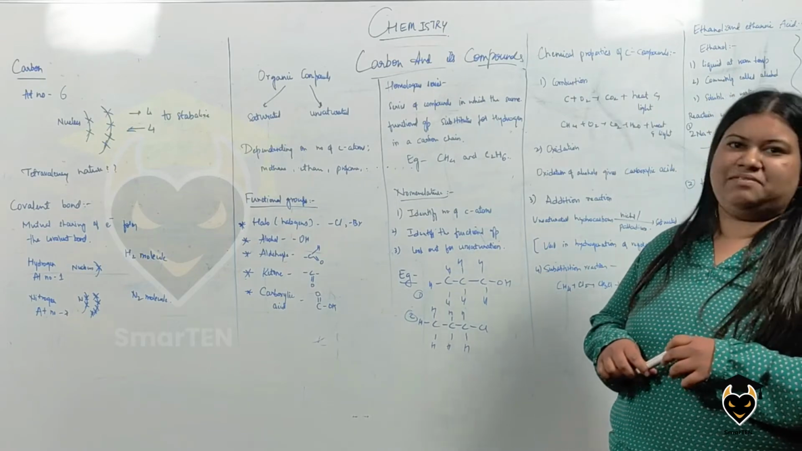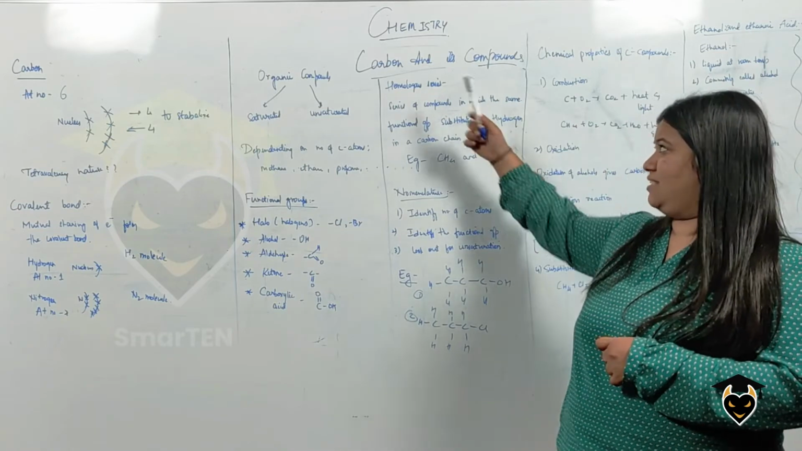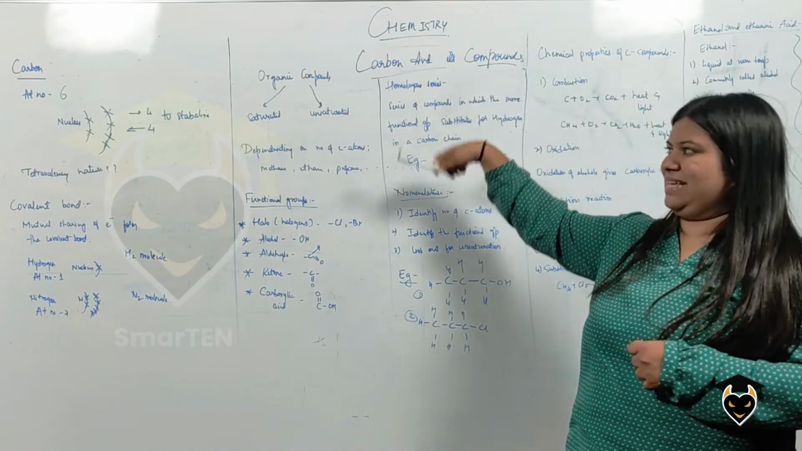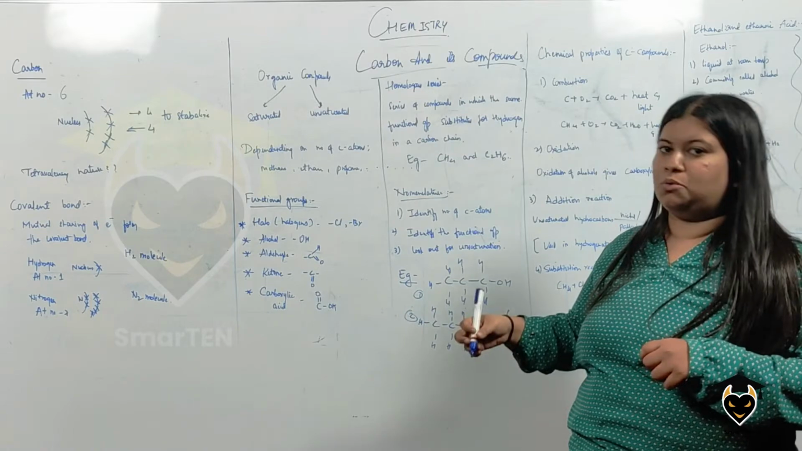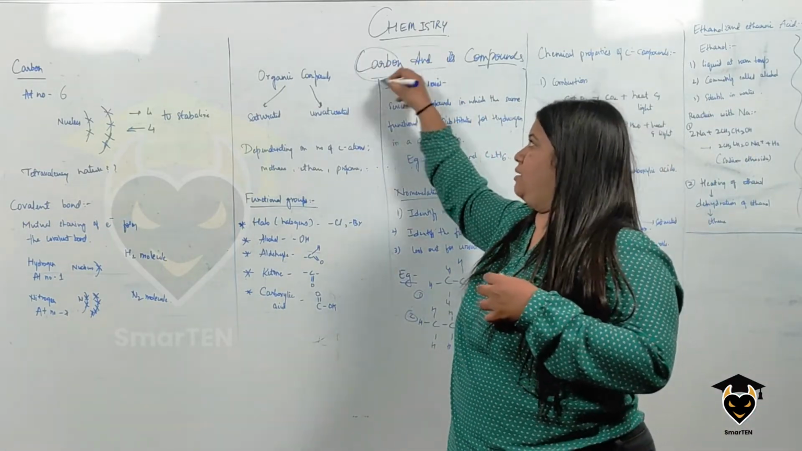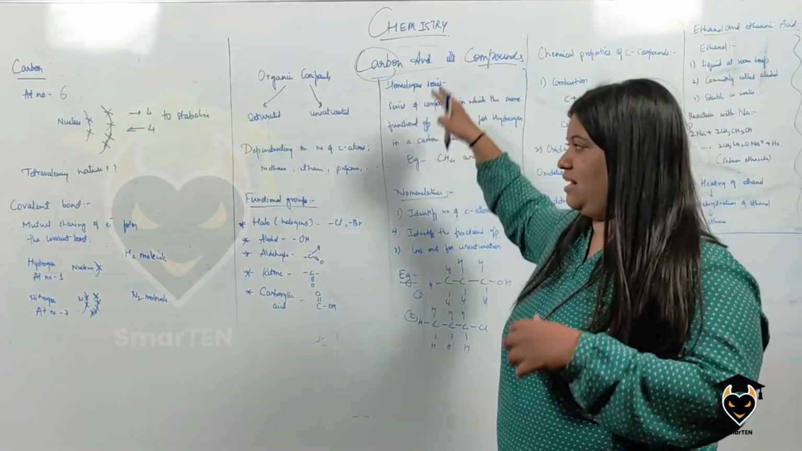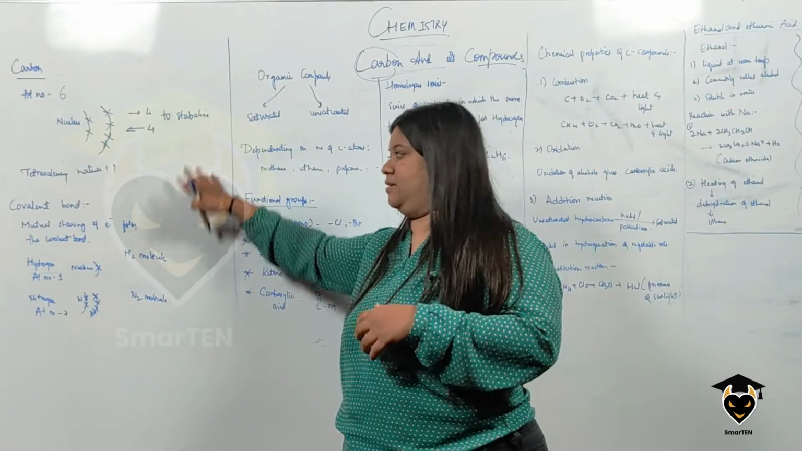So the next lesson we'll be revising is carbon and its compounds. As the name suggests, carbon and its compounds. Basically in this chapter, we shall go through all of those compounds which consist of mainly carbon bonded to some kind of element. So even before coming to the compounds, let us just go through what a carbon atom is.